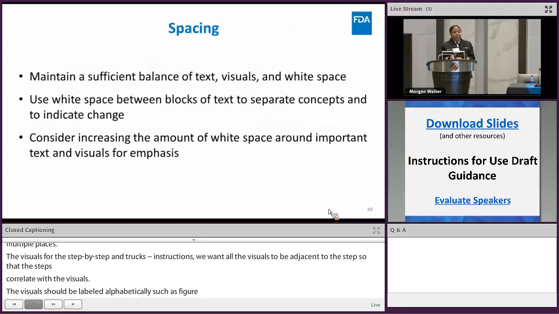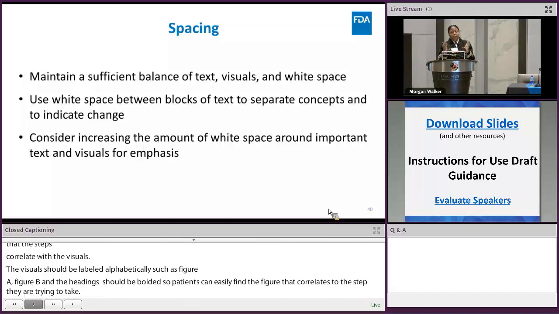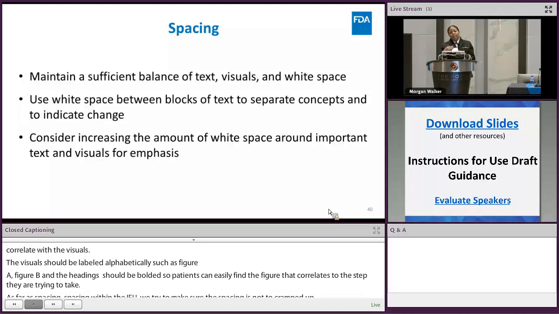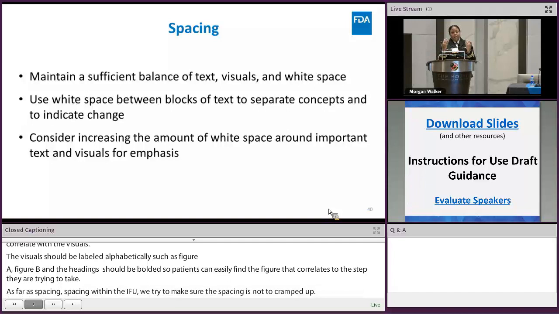As far as spacing within the IFU, we try to make sure that the spacing is not too crammed up, so you don't want your text and your visuals on top of each other and all crammed together, but you also don't want the spacing to be too wide where the patient can get lost within the document. So we recommend that you try to have a balance between the visuals and the text so that patients can easily follow the steps within the IFU document.